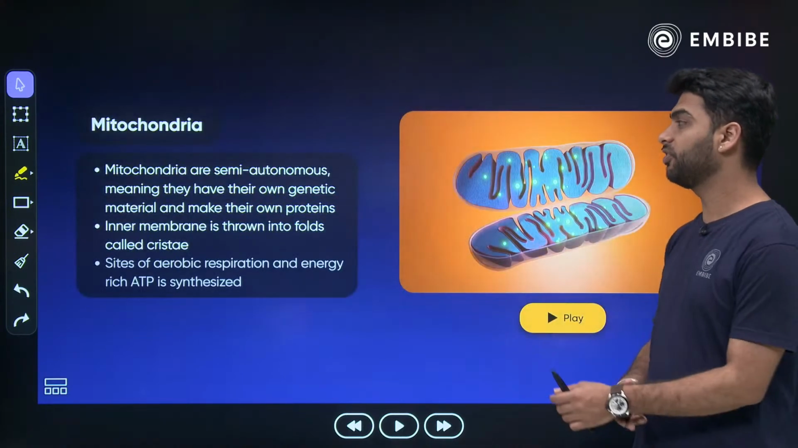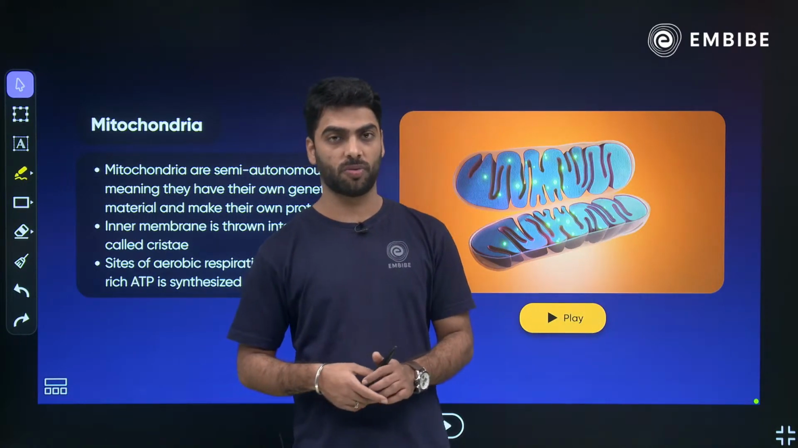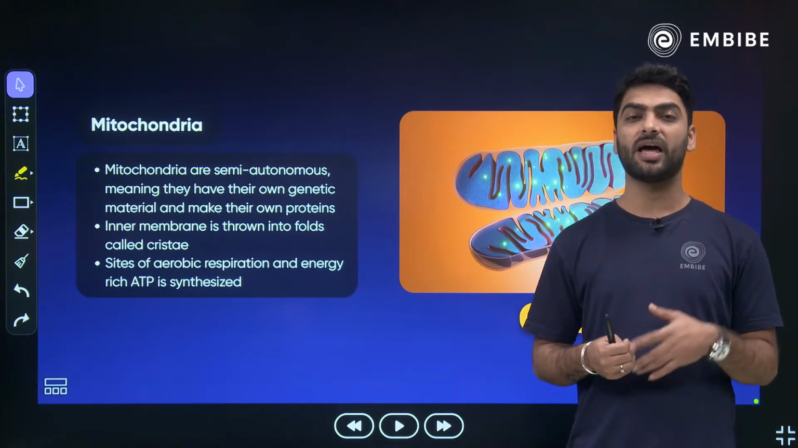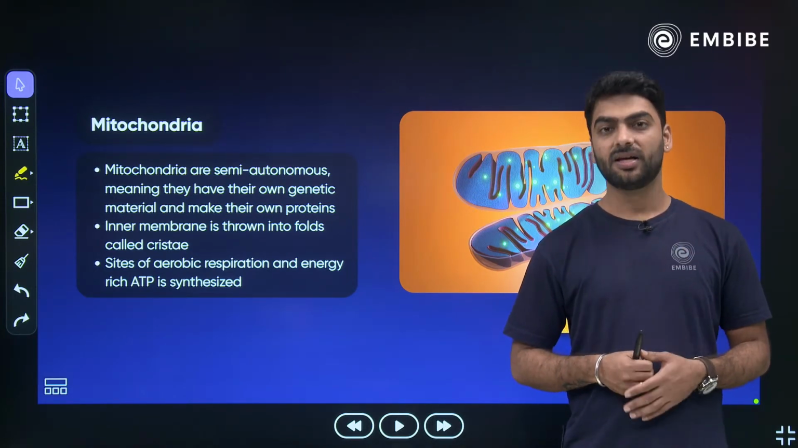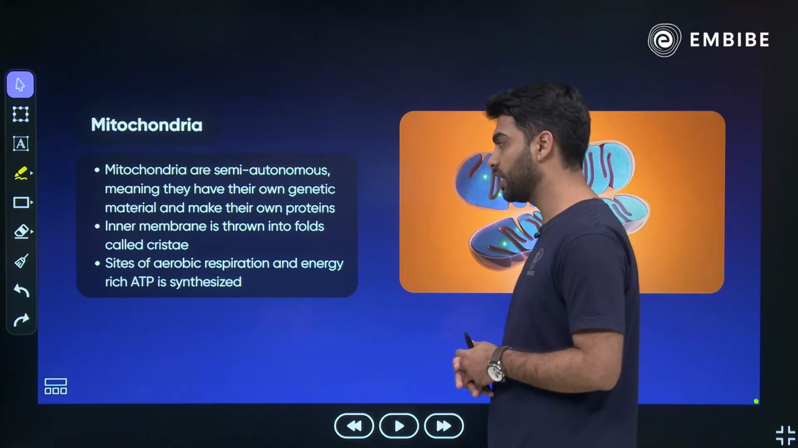Okay, let us move ahead and talk about mitochondria. Now mitochondria and plastids are semi-autonomous. What do you mean by semi-autonomous? It means that they have got their own DNA, they have got their own functioning, and that is why we call them semi-autonomous. They have got their own genetic material.